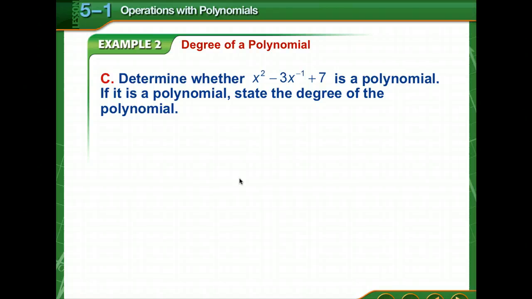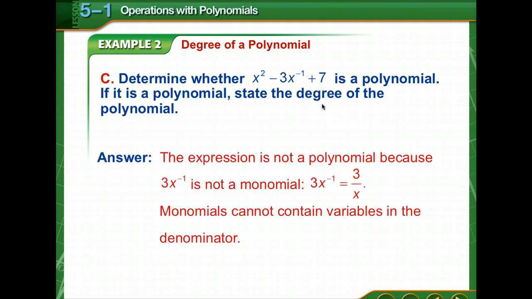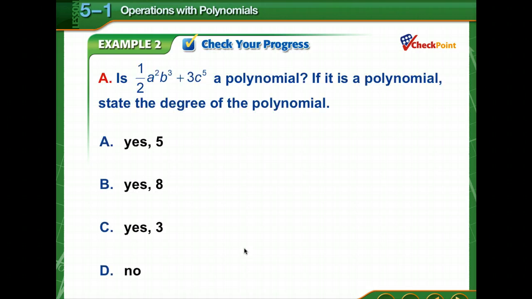Is this one a polynomial? No, it isn't, because a monomial cannot have a negative exponent. So 3x to the negative 1 is not a monomial because x is in the denominator. You cannot have any variables in the denominator. Okay, time to check your progress. So pause for a moment, come back and check your answer.